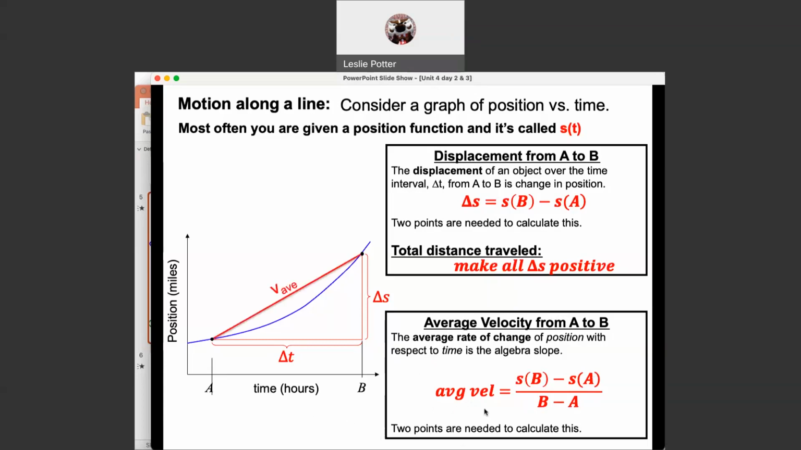And that was represented, since this is algebra slope, that's represented by the slope of the line connecting these 2 points. Remember, we call that a secant line, right? We started way at the beginning of the year talking about secant lines because we were touching the curve in 2 spots. It's not accurate as to what's happening, but it's a good average.